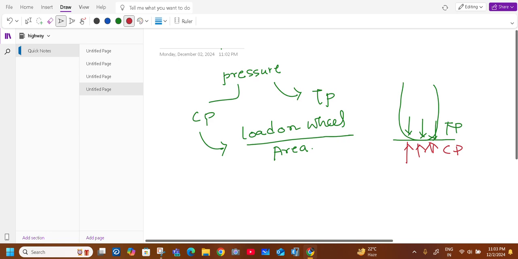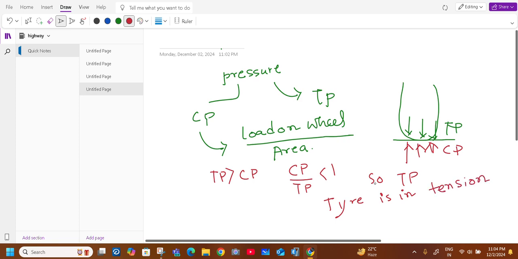If tire pressure is greater than contact pressure, then contact pressure divided by tire pressure is less than 1. So tire is in tension. If contact pressure divided by tire pressure is greater than 1, then contact pressure is greater than tire pressure. So tire is in compression.